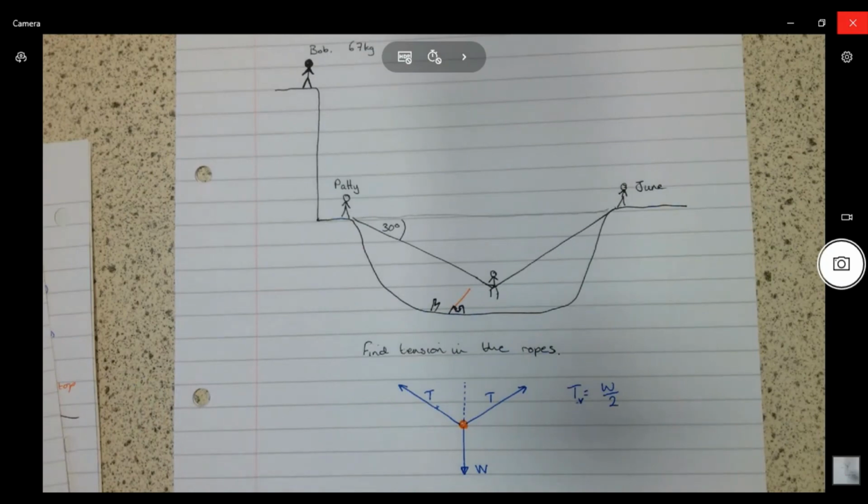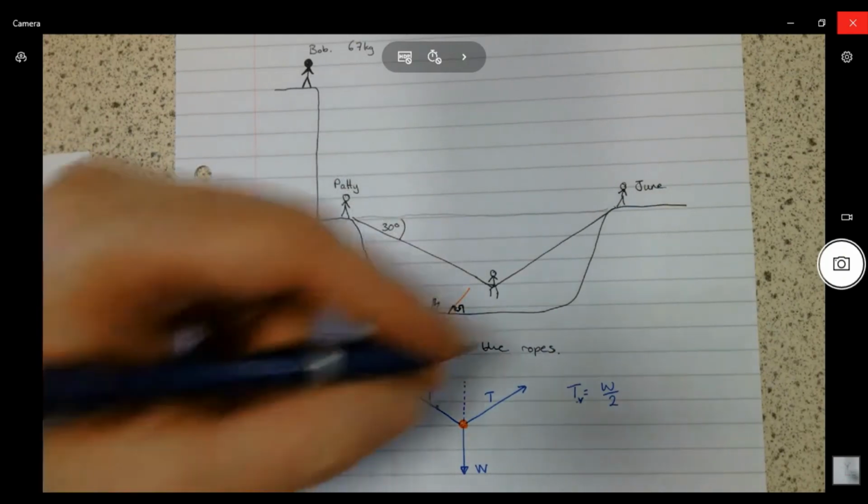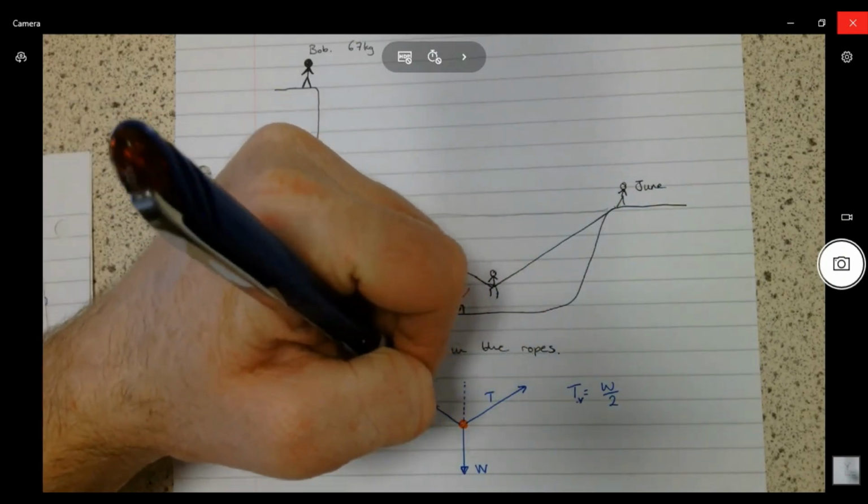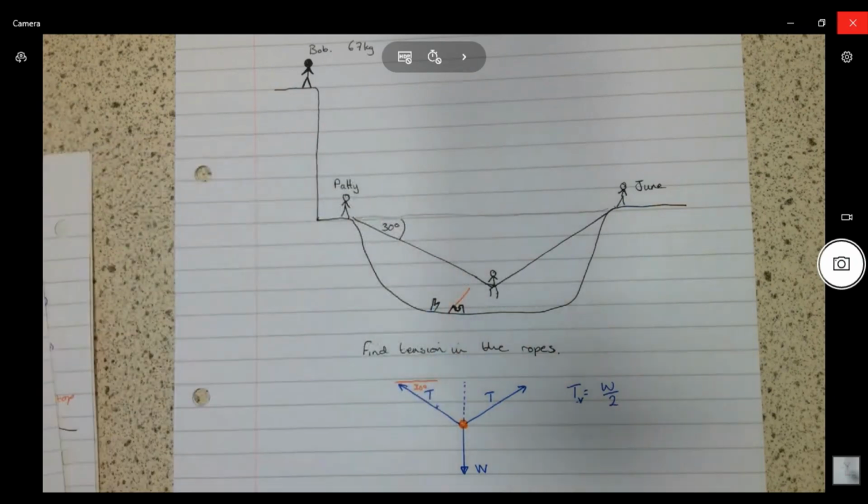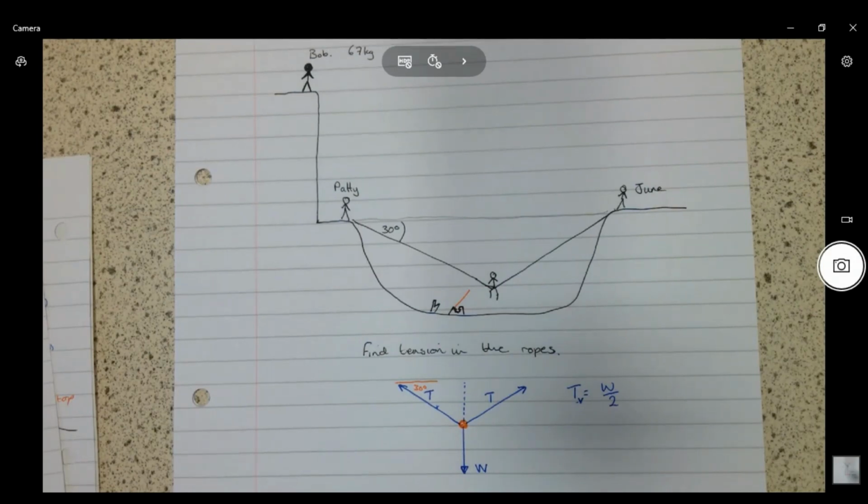Do we know an angle? 30 degrees. Okay, go, try, solve, do.